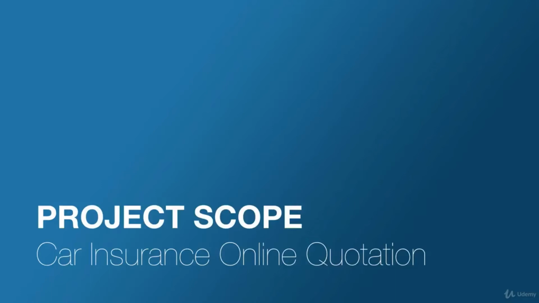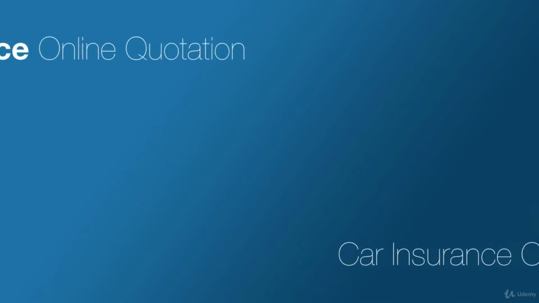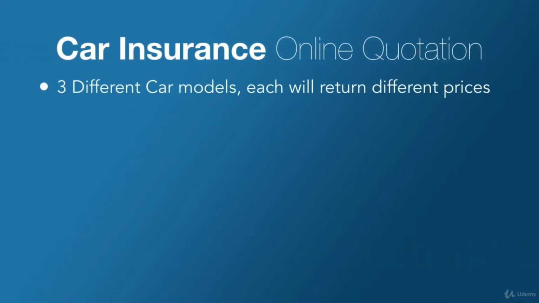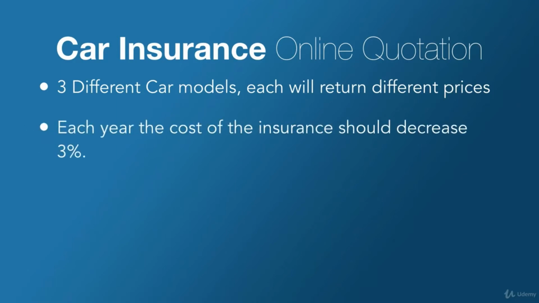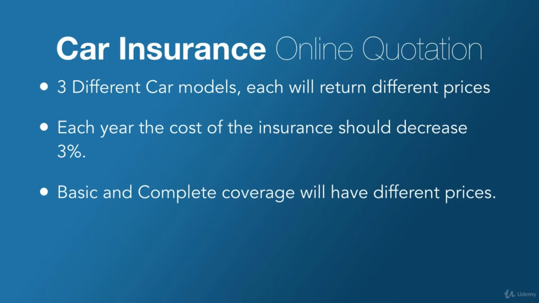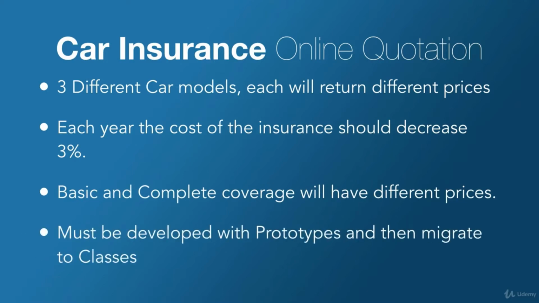So let's review the project scope for the car insurance online quotation. We're going to have 3 different car models. Each of these is going to return different prices. Each year, the cost of insurance should decrease the value by 3%. Basic and complete coverage will have different prices. And finally, it must be developed using prototypes, and then it's going to be migrated to classes.